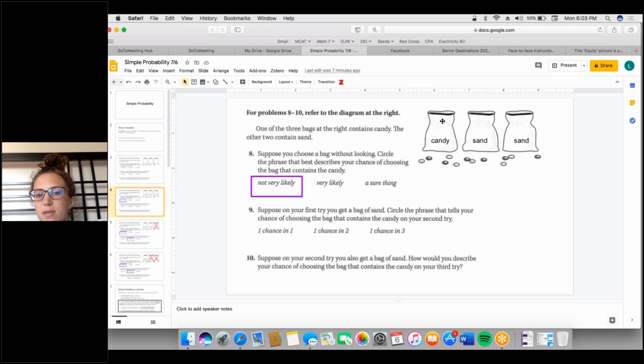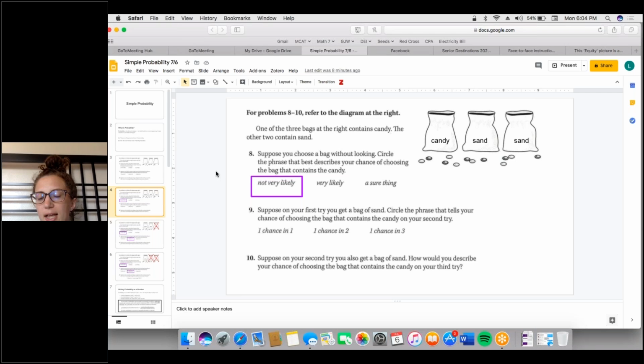So if you look back at this picture, I know it's not a sure thing because there are 3 bags and only one contains candy. So I know it's not that. And it's also not very likely because it's only 1 in 3, which means it's less than 50%. I have a less than 1 in 2 chance of getting it, which means it's not very likely. So instead we say it's not very likely.